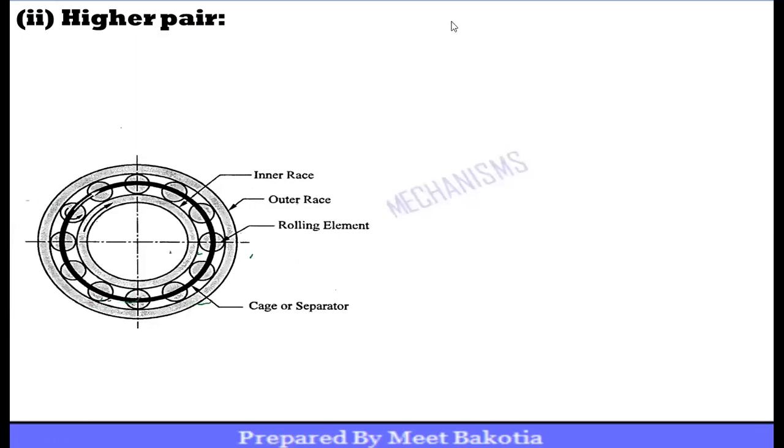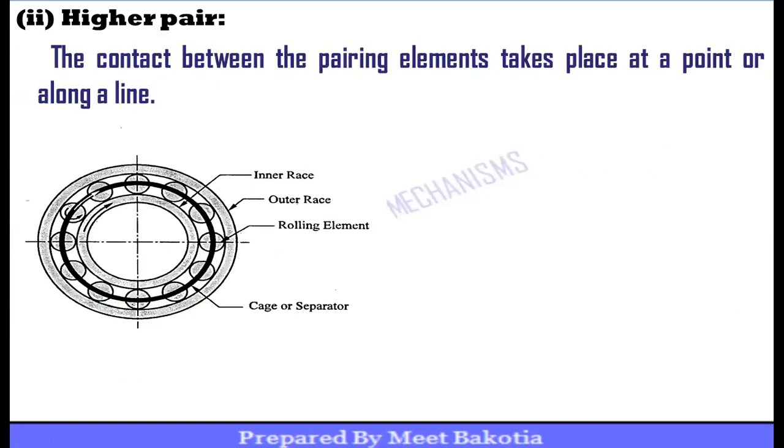Moving ahead, in the same category, that is, based on the nature of contact between the pair, we come to the second one, which is the higher pair, right? Now, what is the higher pair? When the two links have, say, point or line contact between them, and the relative motion takes place between those two links, it is called the higher pair. So when a pair has a point or a line contact between the links, it is known as the higher pair. You can see in the diagram, the rolling contact bearings are shown, right? It is a clear-cut example of a higher pair.